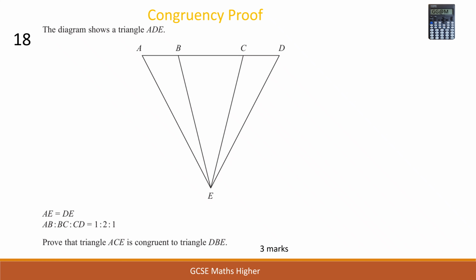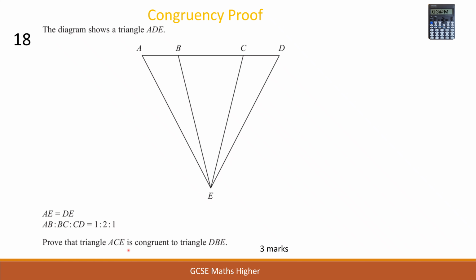Fantastic. Hopefully you've managed to have a go at doing this question before I've gone through it. So you're told you've got a triangle ADE, and you're told that AE and DE are the same length. And you're told the ratio from A to B, from B to C to D is in the ratio 1 to 2 to 1, which means this is 1, this is a distance 2, this is a distance 1. So you can think of it as x, 2x and x.